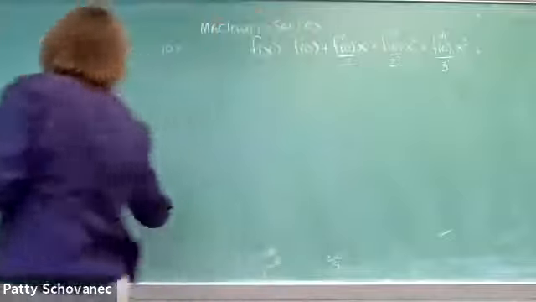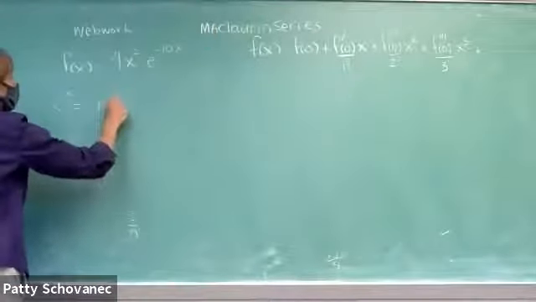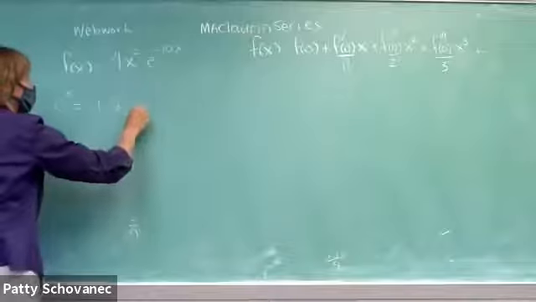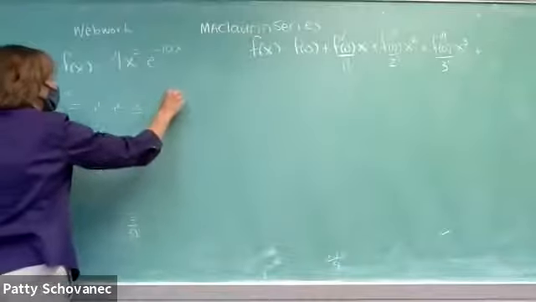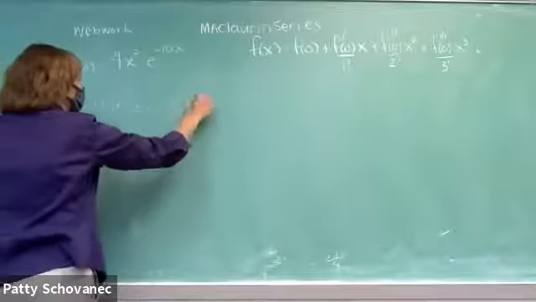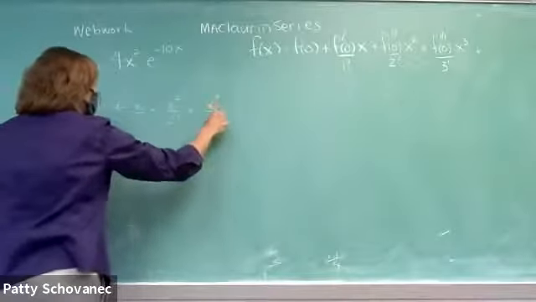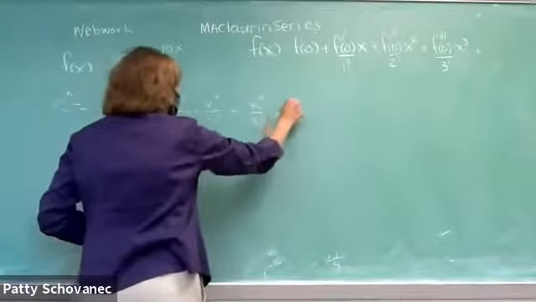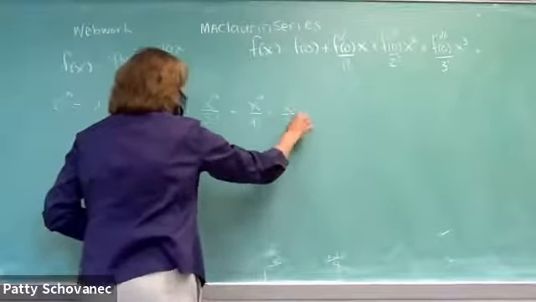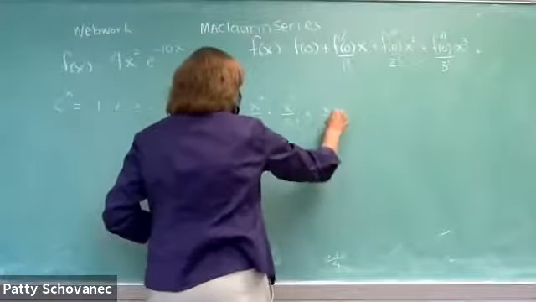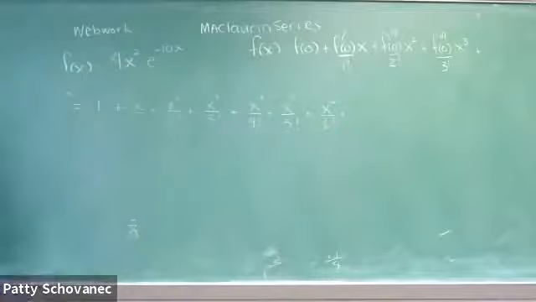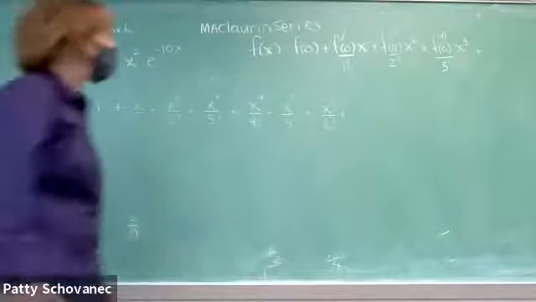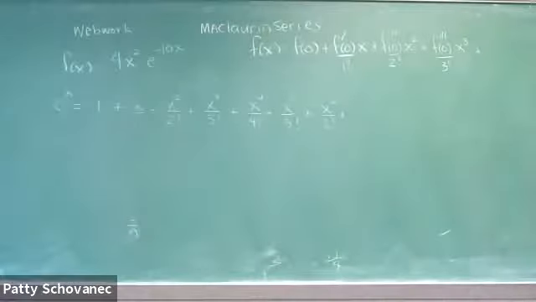Let's write out the first 6 terms. So it's 1 plus x over 1 factorial plus x squared over 2 factorial plus x cubed over 3 factorial. So let's stop when we get to the power of 6. And then just say there's more back there that looks just like that. Now to get the power series for e to the negative 10x, we replace each x with negative 10x.